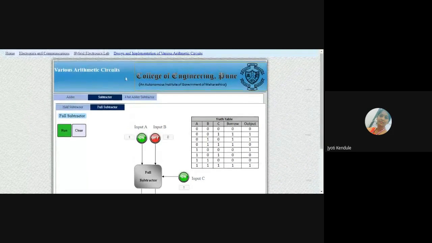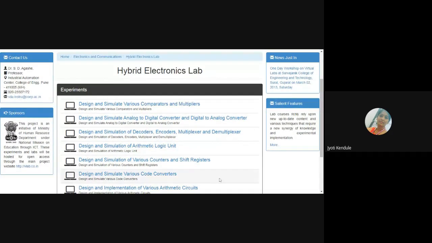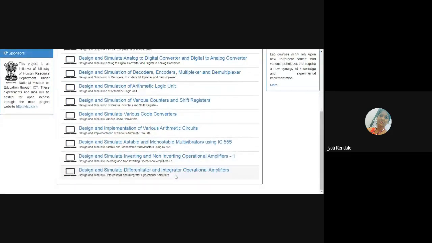Okay. And then I'll show some other circuits. I think I discussed about the converter. Then half adder. Okay. So in this, all the different types of shift registers are also available. See here, it is various types of counters and the shift registers.